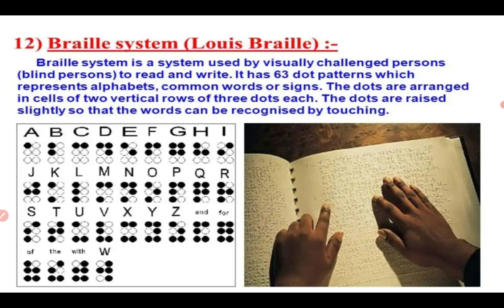The braille system is a system used by visually challenged persons, that is blind persons, to read and write. It has a 63 dots pattern which represents alphabets, common words and signs. The dots are arranged in cells of two vertical rows of 3 dots each. The dots are raised slightly so that the word can be recognized by touch.